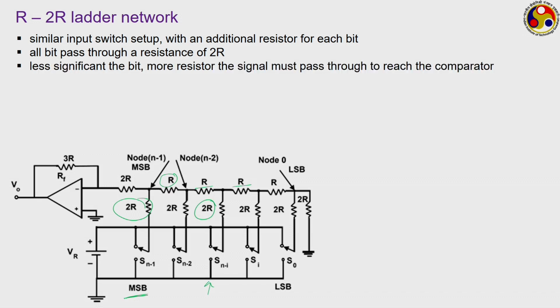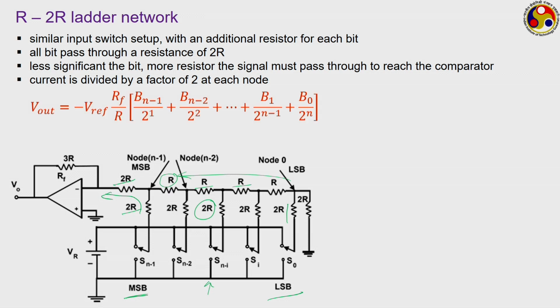So, the less significant the bit, the more resistors the signal has to pass through. When you are talking about the most significant bit, while going through to the comparator, it will only encounter this 2R and another 2R. Whereas, if we come to the least significant bit, that will pass through this 2R and then this entire series of R resistors it has to pass through. So, the lower the significance of the bit, the more resistors the signal has to pass through to reach the comparator. Here current is divided by a factor of 2 at each node following Thevenin's theorem.